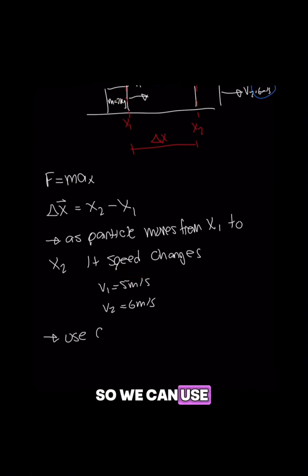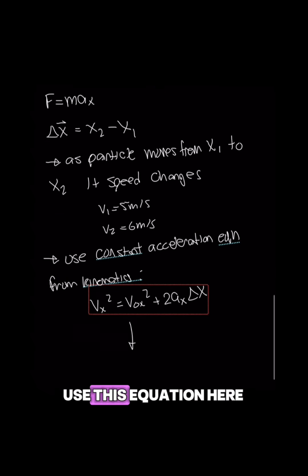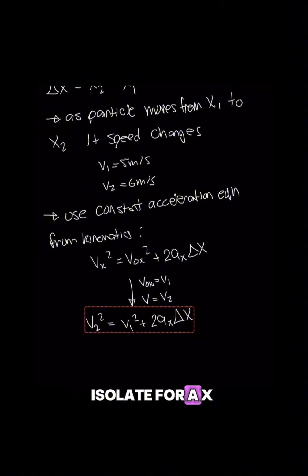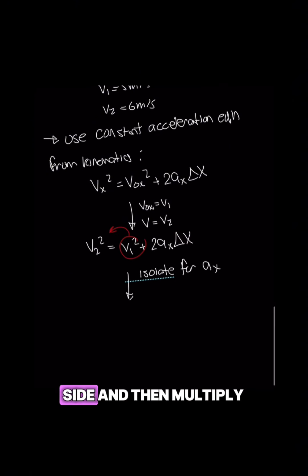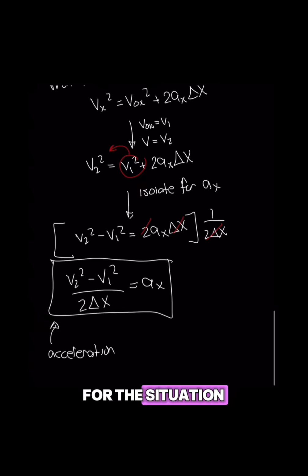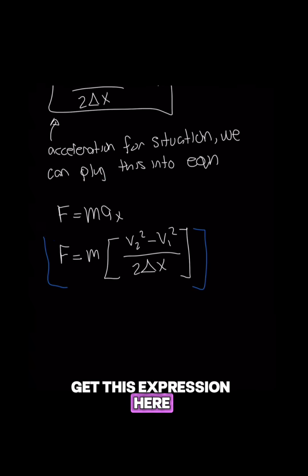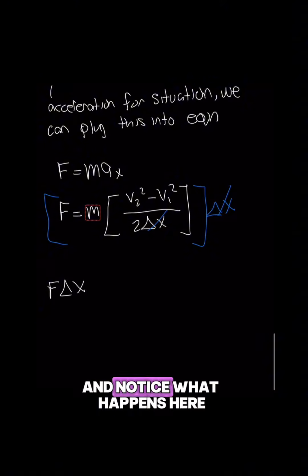v2 equals 6 meters per second. So we can use the constant acceleration equation to find the acceleration. Use this equation here, isolate for ax. We could bring v1 to the other side and then multiply it by 1/2 delta x. This is the acceleration for the situation. Plug this back into our Newton's second law equation, get this expression here, and then we can multiply both sides by delta x, and notice what happens here.